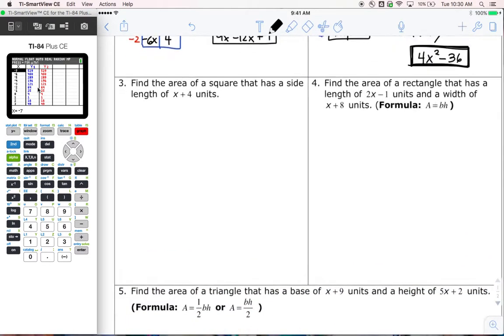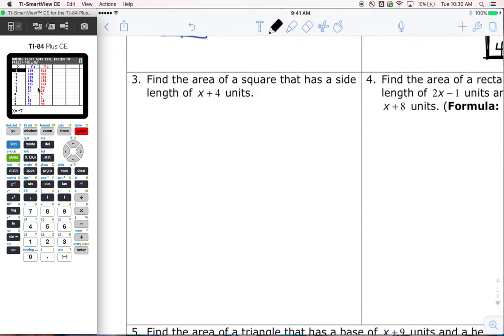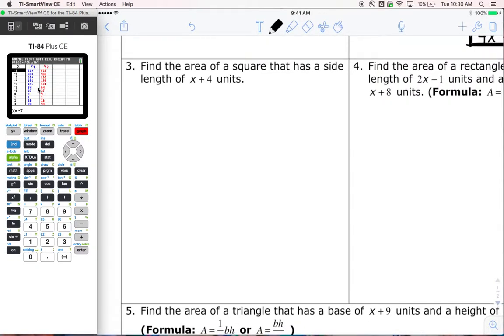All right, problem 3 says find the area of a square that has a side length of x plus 4 units. So we can draw a picture here, and we can see x plus 4 and x plus 4. It's a square, so we know that the sides are identical. And we can remember that area is equal to length times width. Or in this case, since it's a square, we could really just say length times length, which would really just be length squared.